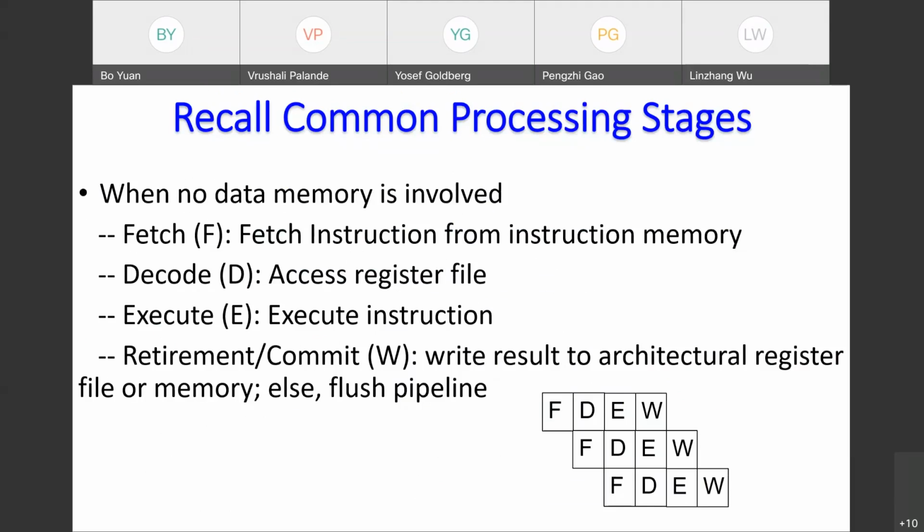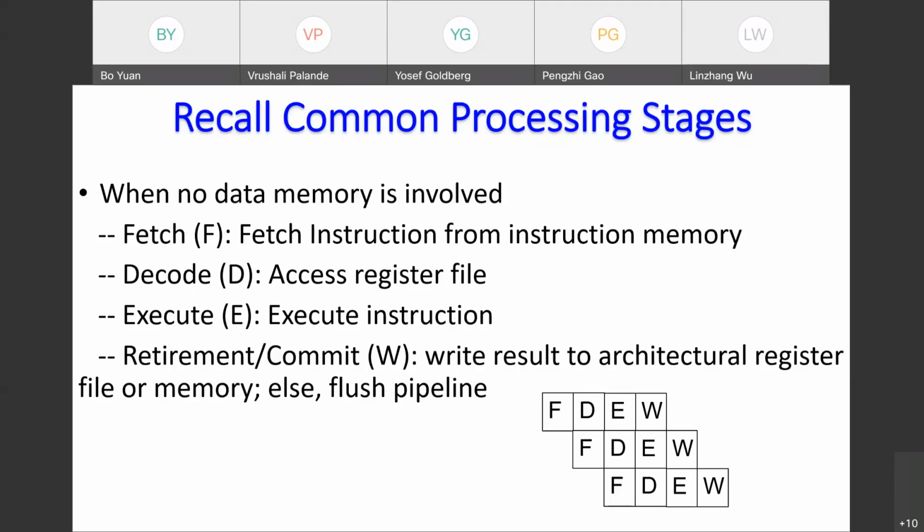Instruction fetch, instruction decode, execution, access the data memory, and then write to register, right? Register write. And here, when we do not consider the data memory, we do not read from the data memory and so on, we just simplify that as four stages: fetch, decode, execute, or the retirement. Four stages. So this is going to simplify our presentation.